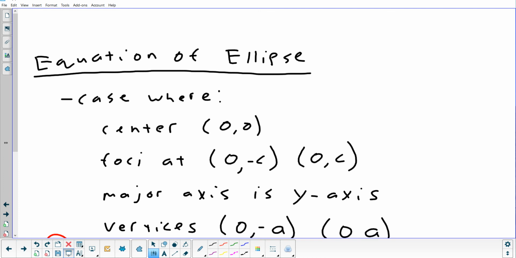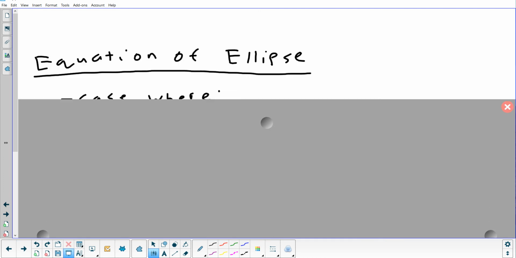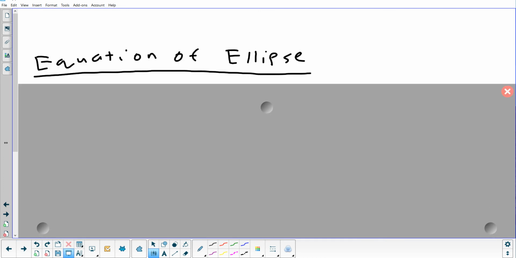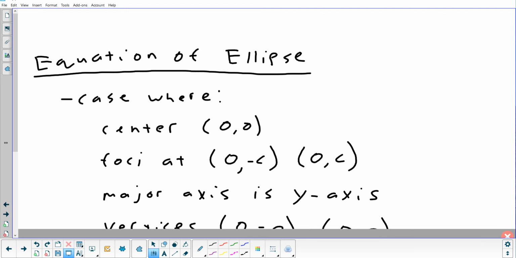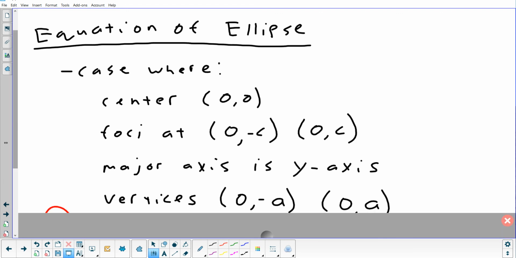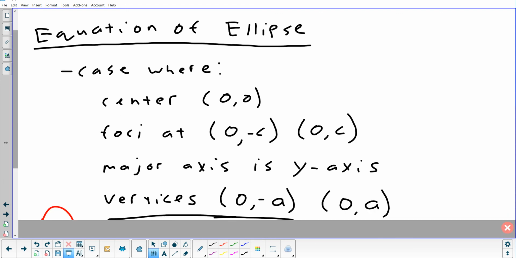Let's try another one. But now we're going to switch it. So instead of the bigger number being under x, we're going to do the case where the bigger number is under y. So that means everything is now going to be up and down. So all the x values are going to be 0 for the vertices and the foci. Major axis is going to go up and down.